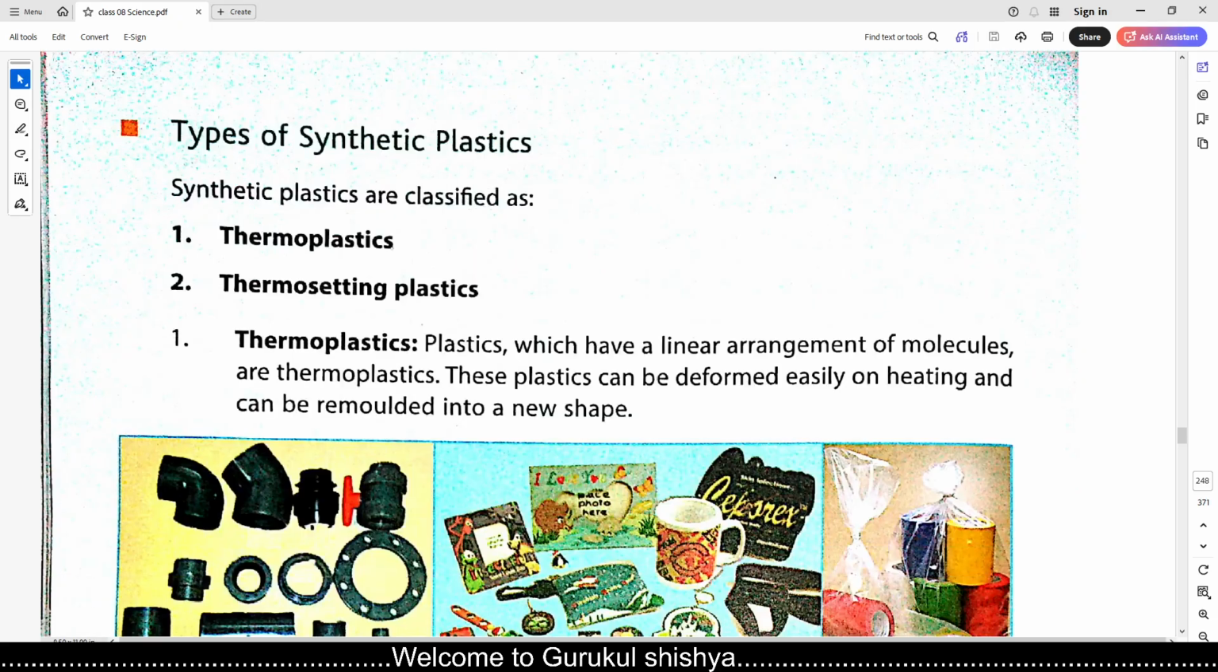Types of synthetic plastics. Synthetic plastics are classified as thermoplastics and thermosetting plastics. First, thermoplastics. Plastics which have a linear arrangement of molecules are thermoplastics. These plastics can be deformed easily on heating and can be remolded into a new shape.